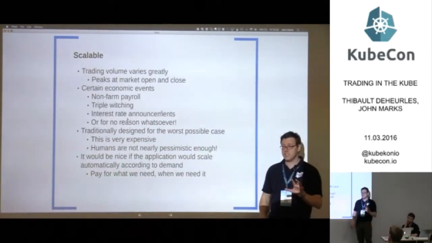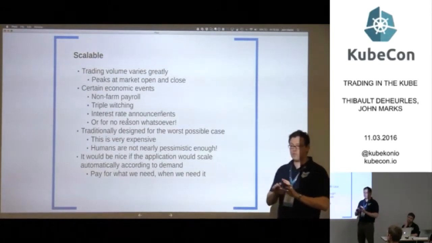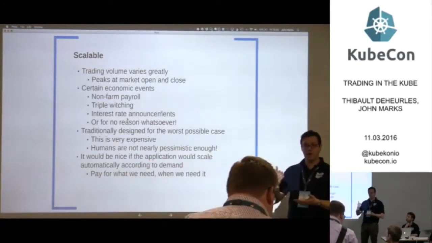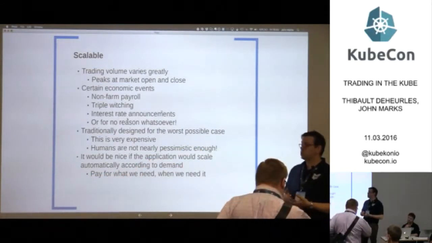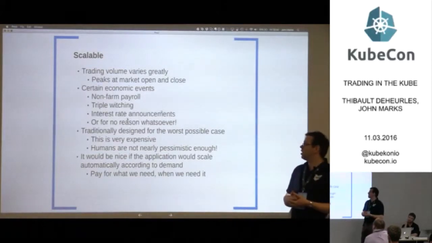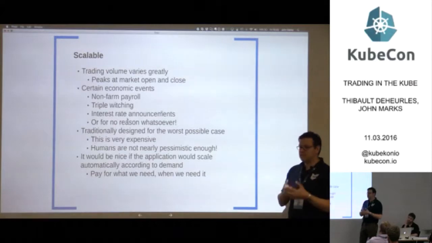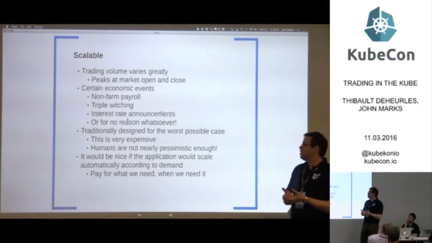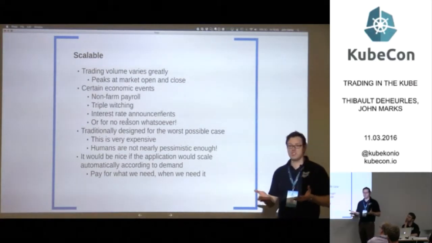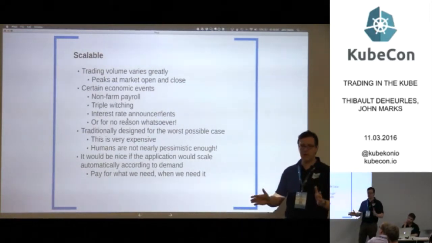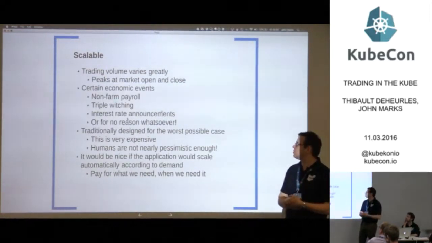These applications need to be scalable. Trading volumes vary greatly throughout the day. There are peaks, obviously, at market open and market close, but also during certain economic events. Non-farm payroll I mentioned, triple witching, interest rate announcements, but also for no reason whatsoever. There can be spikes in the market and you have no idea why it's happening, but there's a rally or a dip, and we have to be alive throughout all of that.